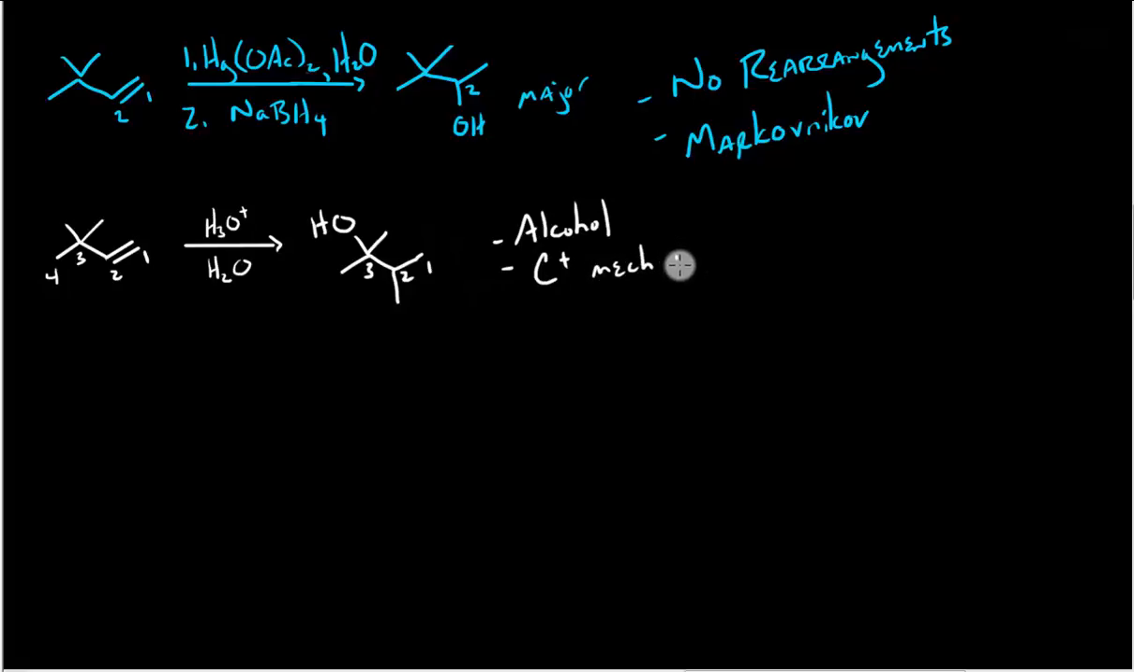So this is going through a C+ mechanism. And because of that mechanism, we are subject to rearrangements. So we have to start to worry about rearrangements with this kind of reaction. And this reaction can't really be categorized as Markovnikov because it kind of does this rearrangement. So it doesn't really fall in the right category. But now, we have two different alcohols that we've made. One where that hydroxy group is added to carbon 2, and another one where the hydroxy group was added at carbon 3.